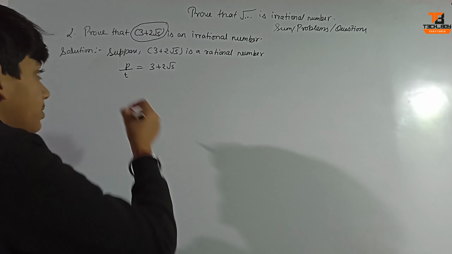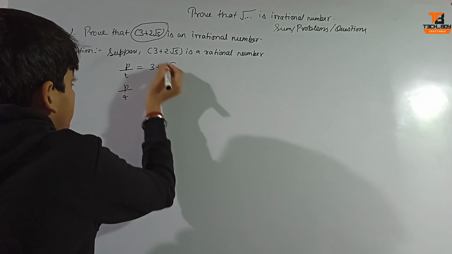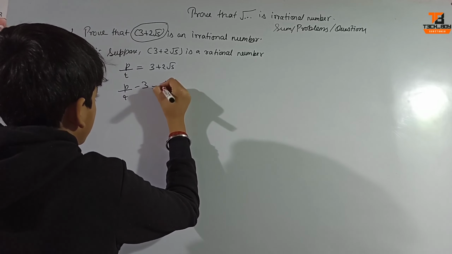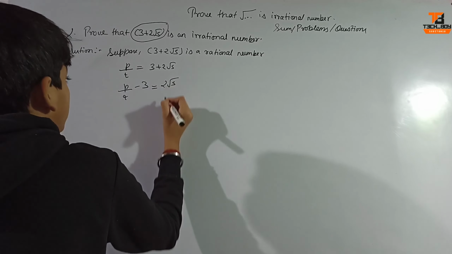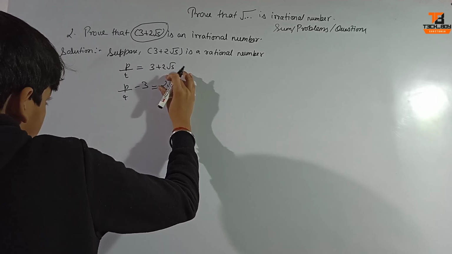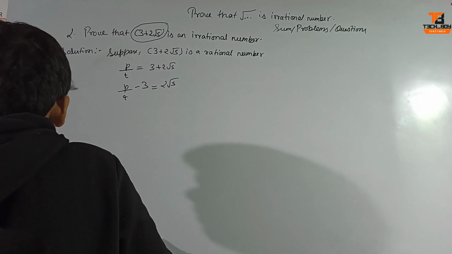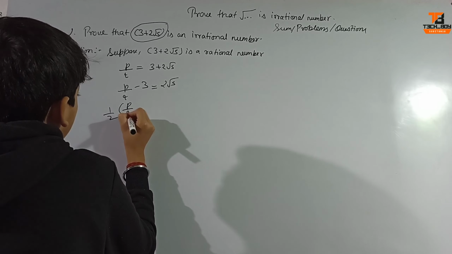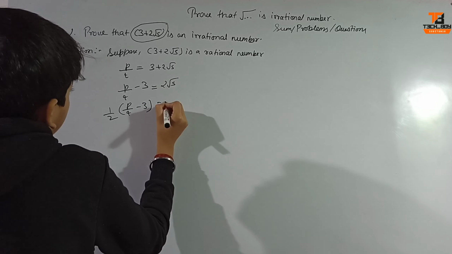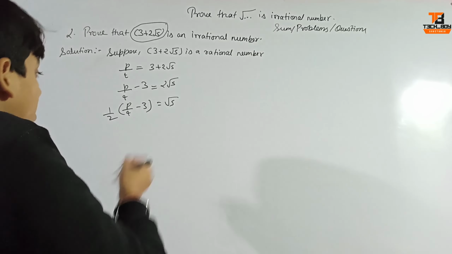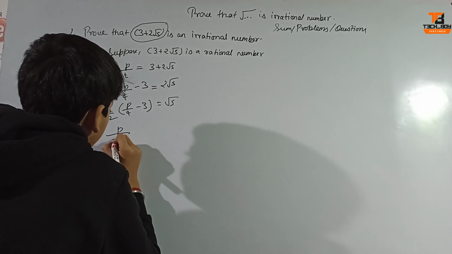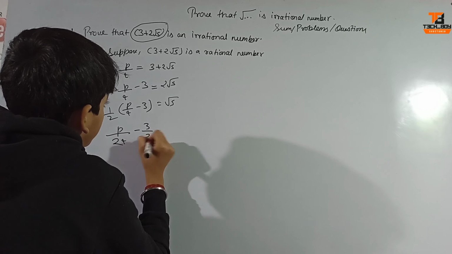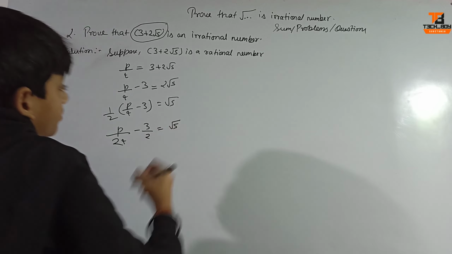3 is also a rational number. So p upon q, by transferring here, minus 3 is equal to 2 root 5. 2 is also rational. So here it is multiplied, and when it comes here, it will become divide. 1 upon 2 p upon q minus 3 is equal to root 5. By multiplying this, p upon 2q minus 3 upon 2 is equal to root 5.